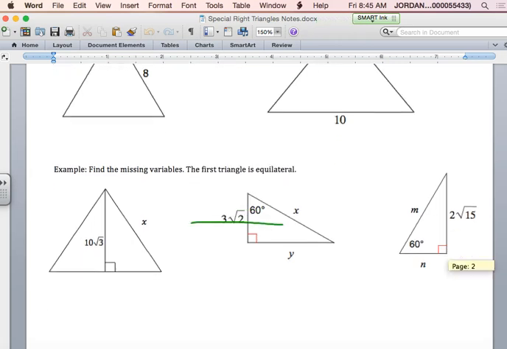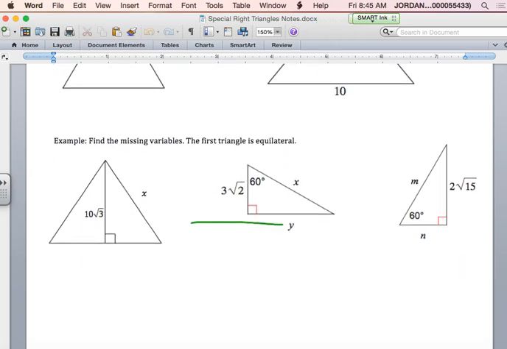They always get tougher, right? Okay, so now we're going to find the missing variables, and they tell us this first triangle is equilateral. So if it's equilateral, we know this is 60, and this is 30. Okay, so your short side, again, is the one across from 30. Of course, your hypotenuse is across from 90.